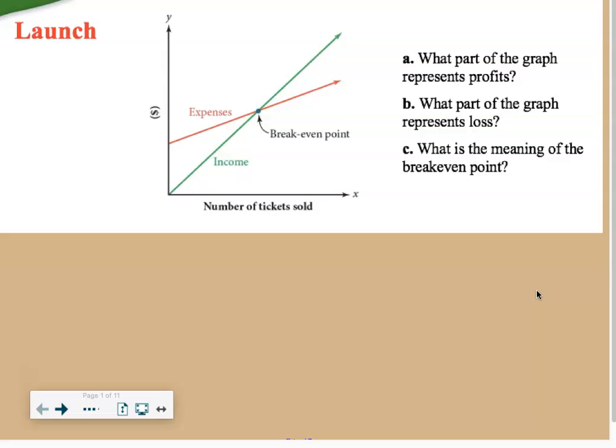So just remember that the green line is the money brought in. That's the money you get from selling your tickets. The red line is the money you spend. So green is the money you take in. Red is the money you've spent. All right, so take a minute in your groups. I give you 30 seconds.